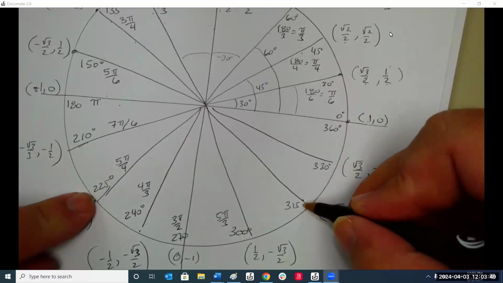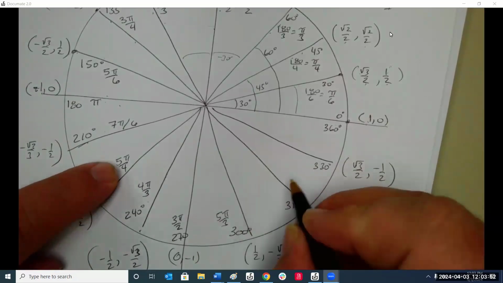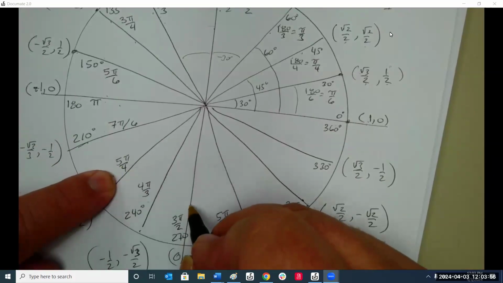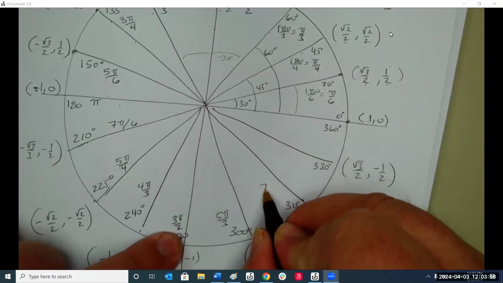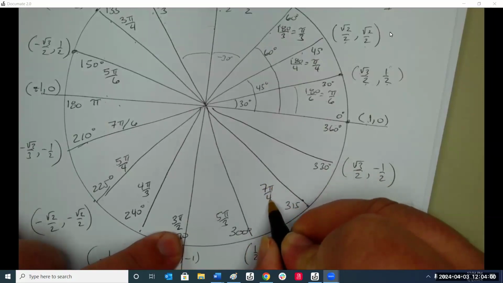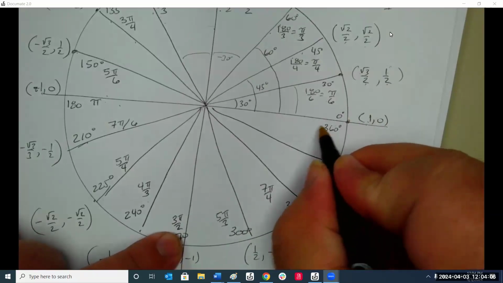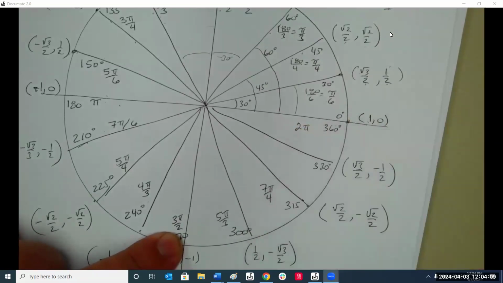The 45-degree angle is going to be, that's 5 pi over 4, 6 pi over 4. This is 7 pi over 4. Because the last one will be 8 pi over 4. 360 is 2 pi.